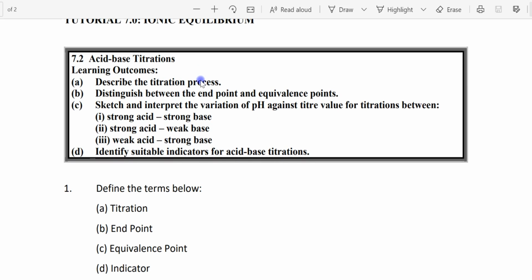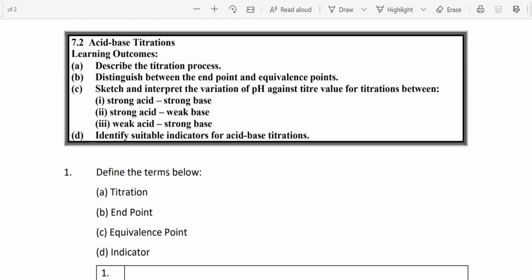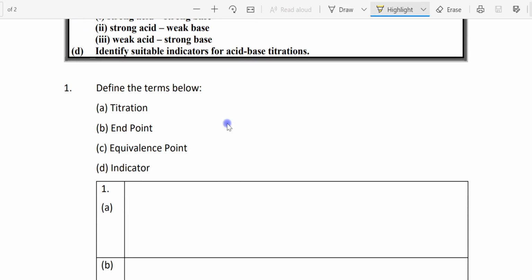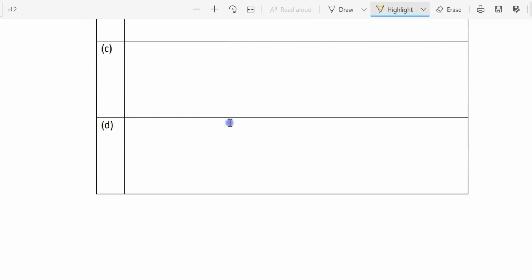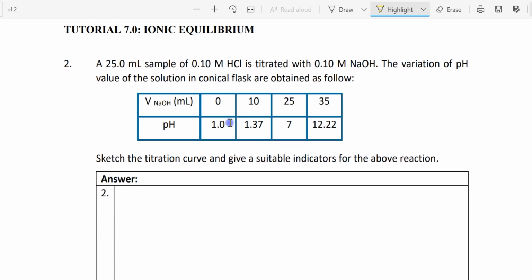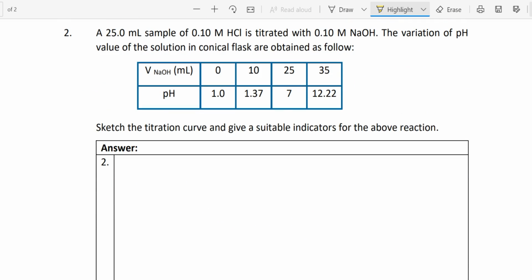So tutorial 7.2 refers to the acid-base titration. The first question asks you to define what titration is, and then what the endpoint, equivalent point, and indicator are. I think all these definitions you can find in your lecture notes. So I would like to discuss the second question, which is more important here.